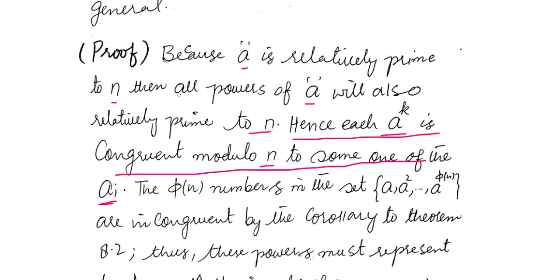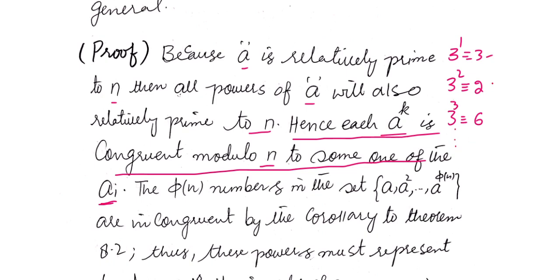What were the powers of 3? 3 raised to power 1 was 3. 3 raised to power 2 was 9, and after dividing by 7, the remainder is 2. 3 raised to power 3 was 27, which after dividing by 7 gives the remainder 6. From these, you can calculate all other powers also.